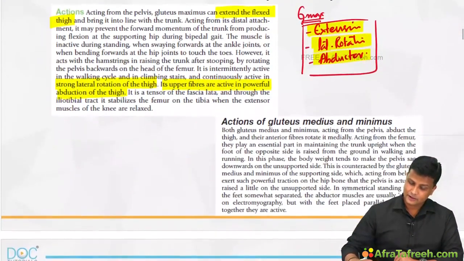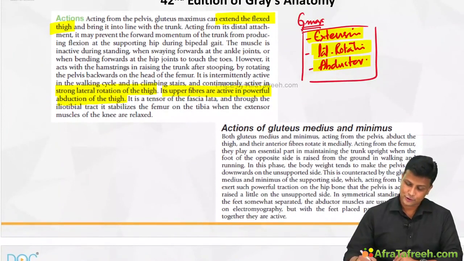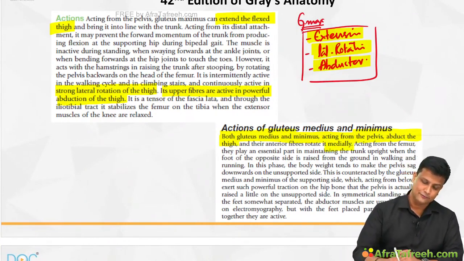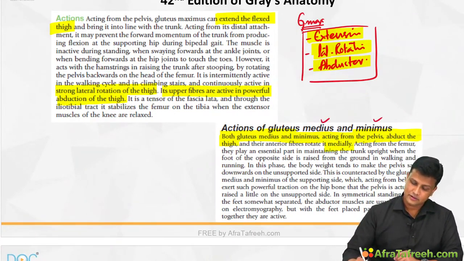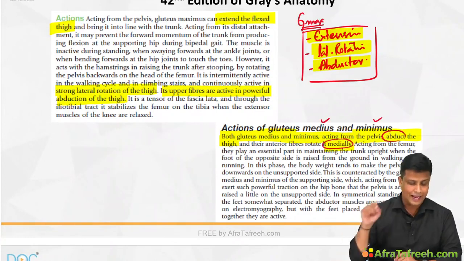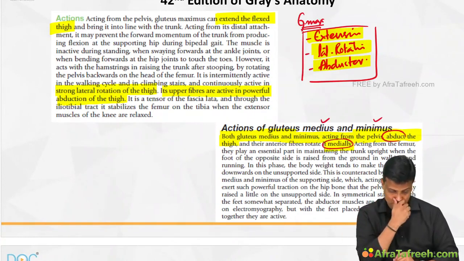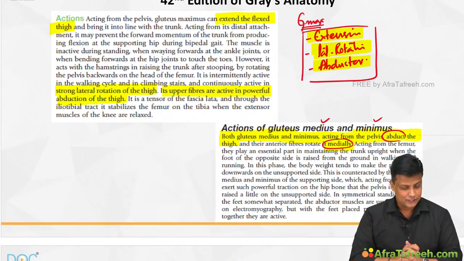But again, please update it in your books. Both gluteus medius and minimus will be helping in abduction of the thigh. Not only abduction, the anterior fibers will help in medial rotation also. So medius and minimus, these two will be helping in abduction as well as medial rotation, guys.